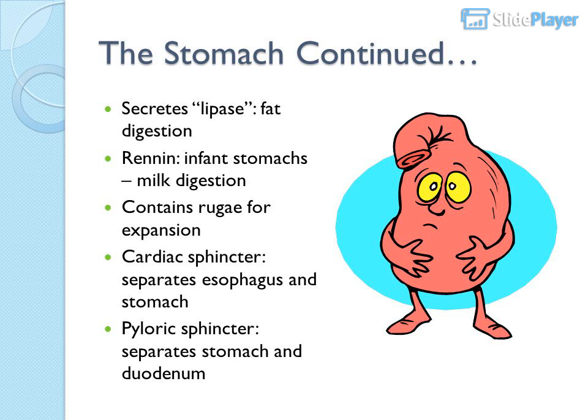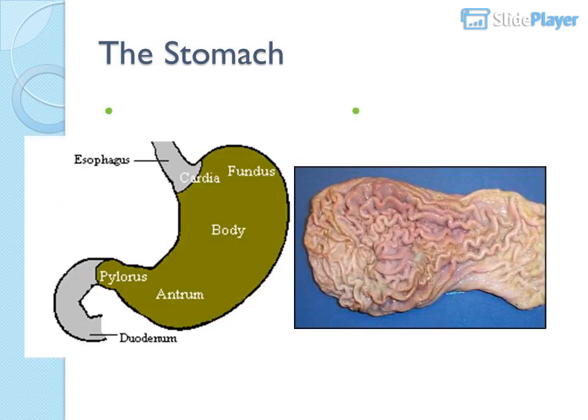Secretes lipase, fat digestion. Renin, in infant stomachs, milk digestion. Contains rugae for expansion. Cardiac sphincter, separates esophagus and stomach. Pyloric sphincter, separates stomach and duodenum. The stomach.